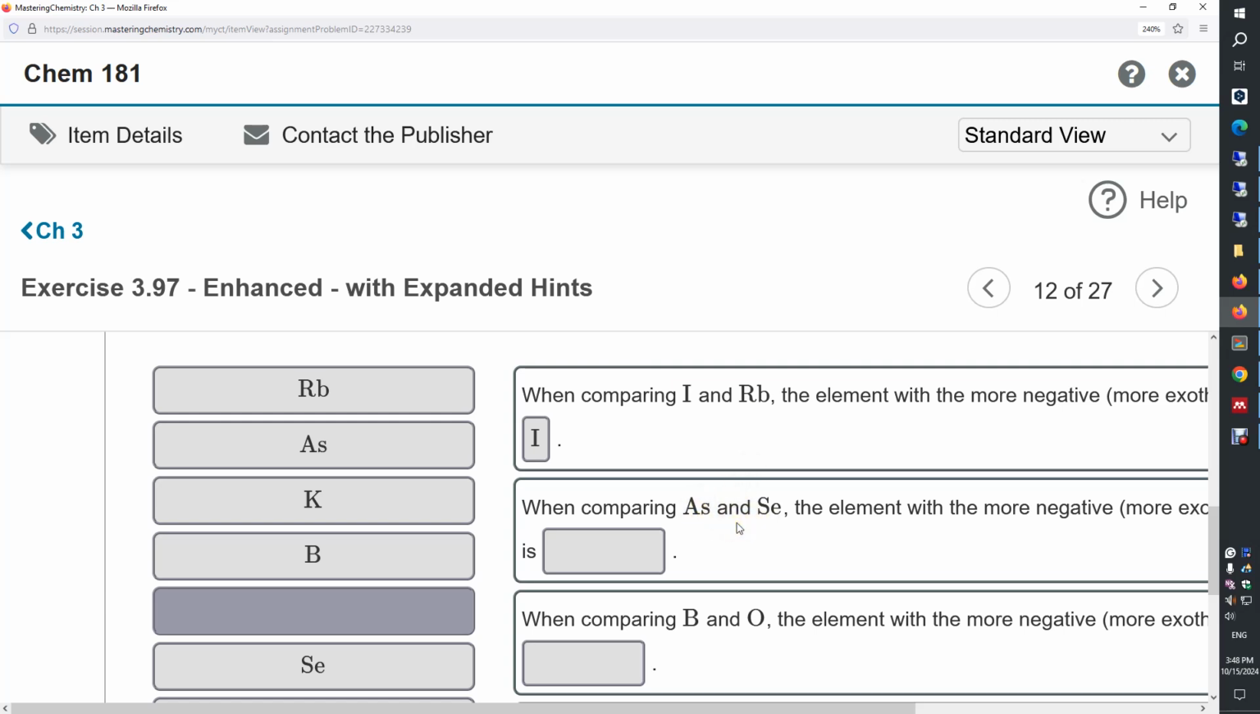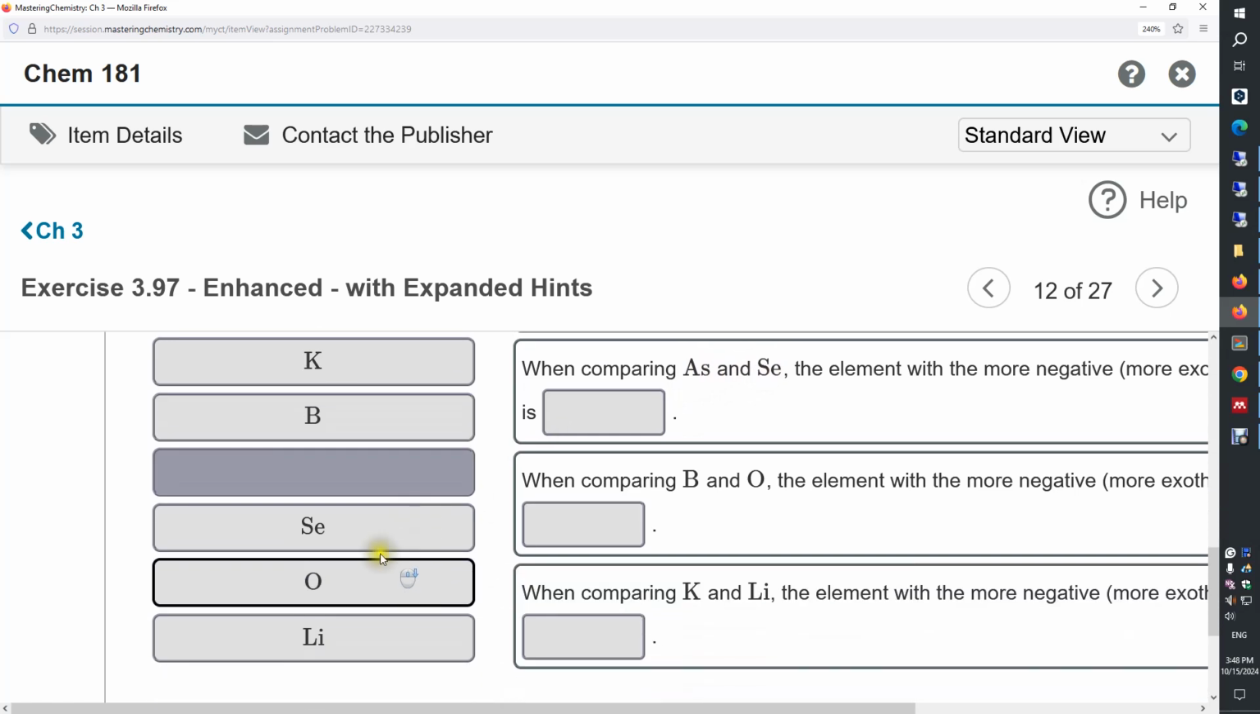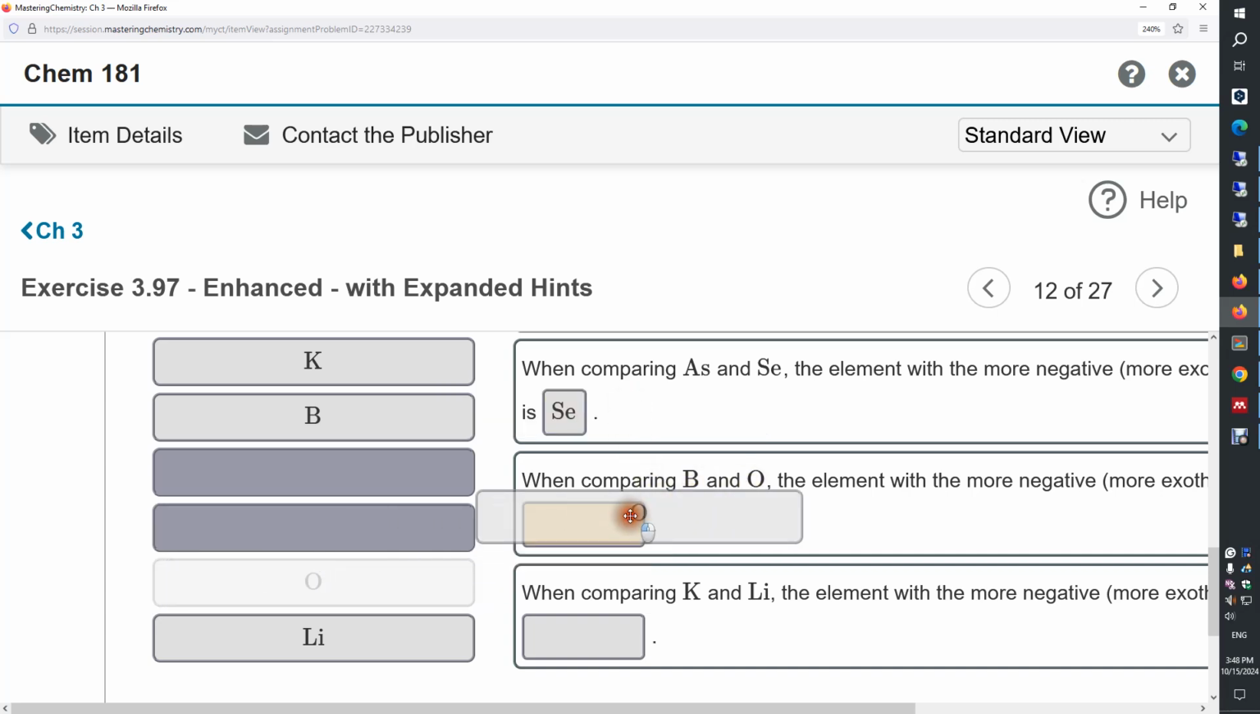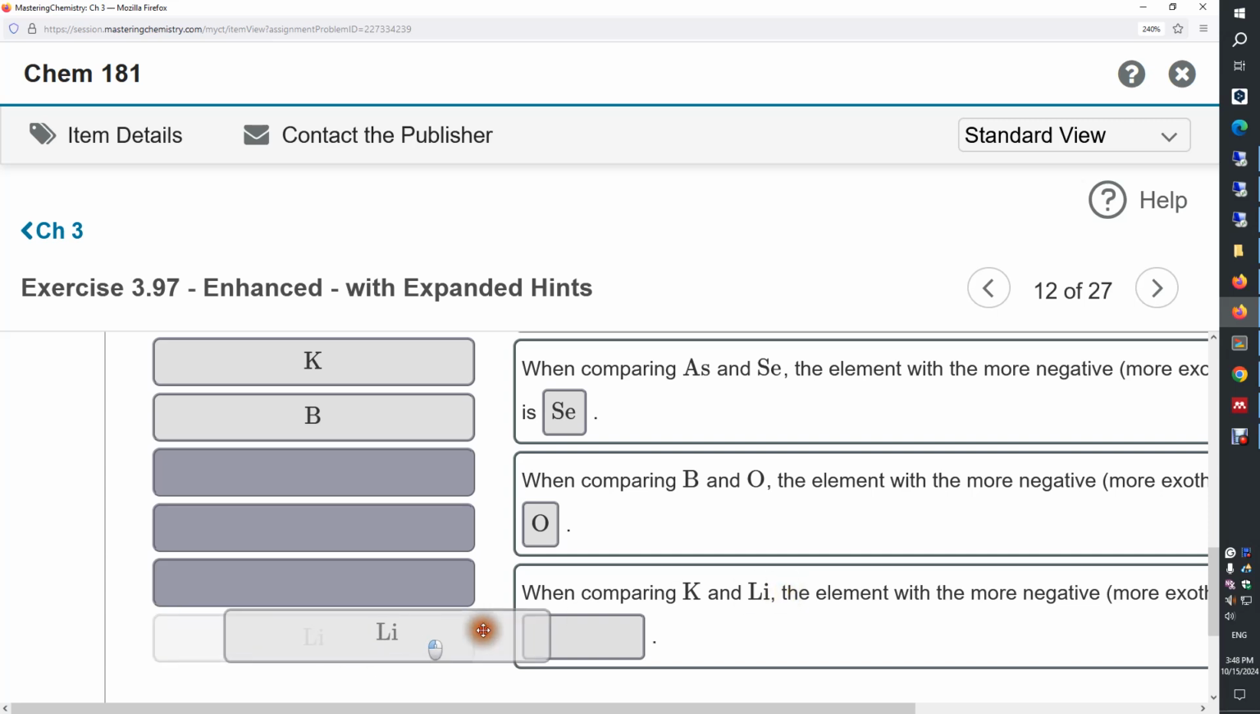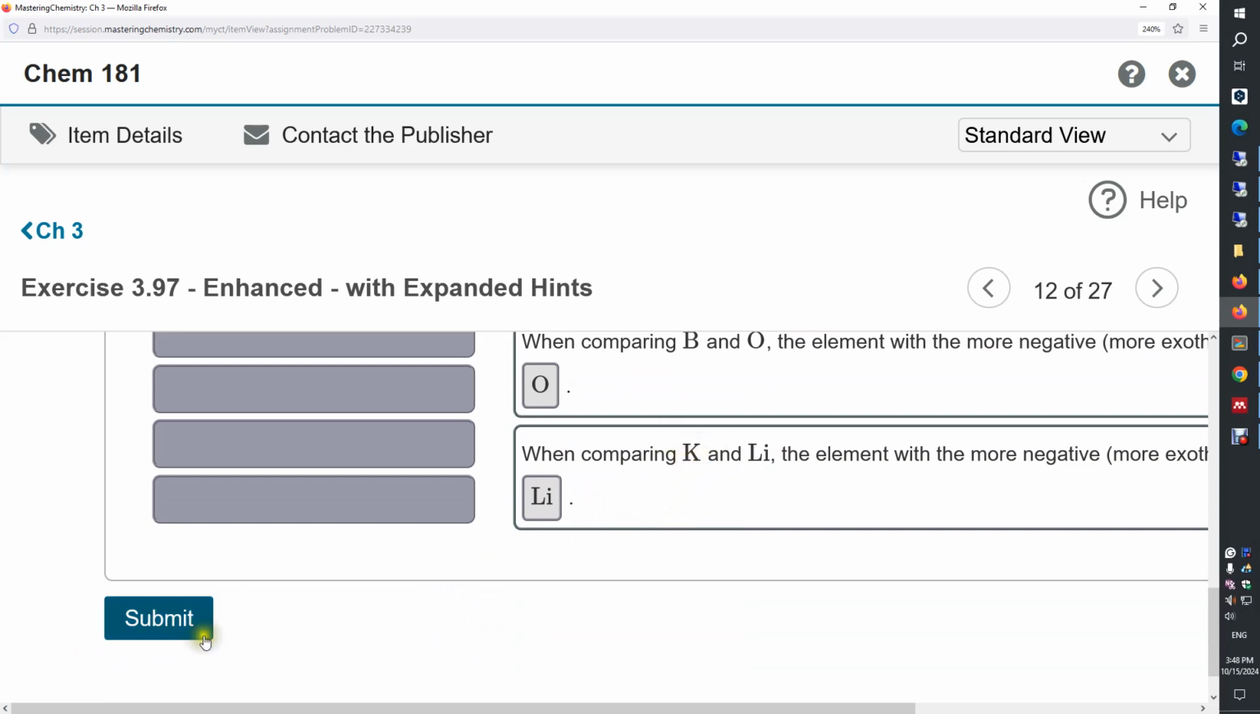For these two, I would pick Se, closer to chlorine and fluorine. Boron and oxygen: oxygen is closer to fluorine. Compare this to lithium: fluorine is closer. Submit.